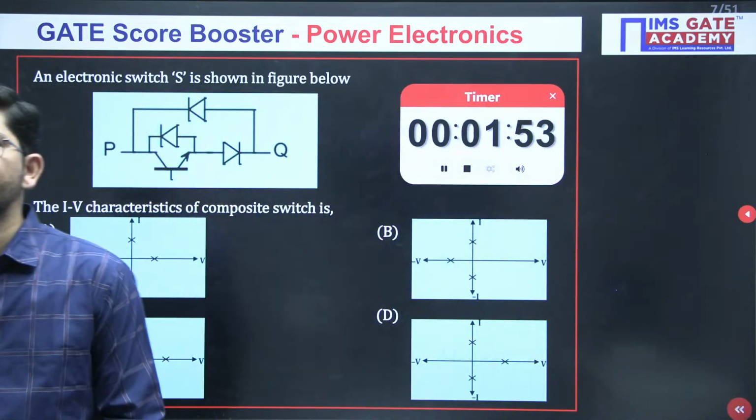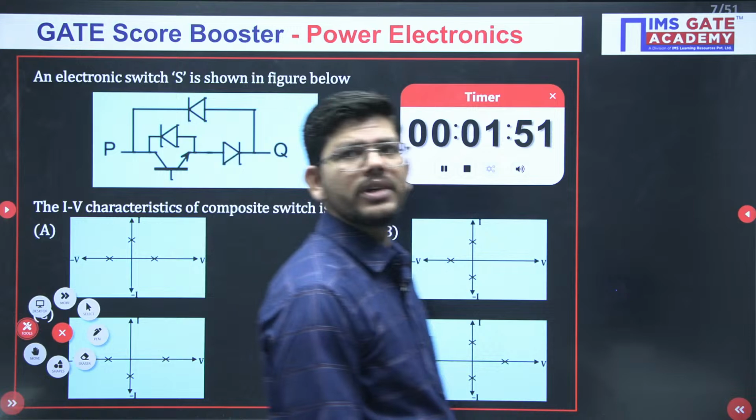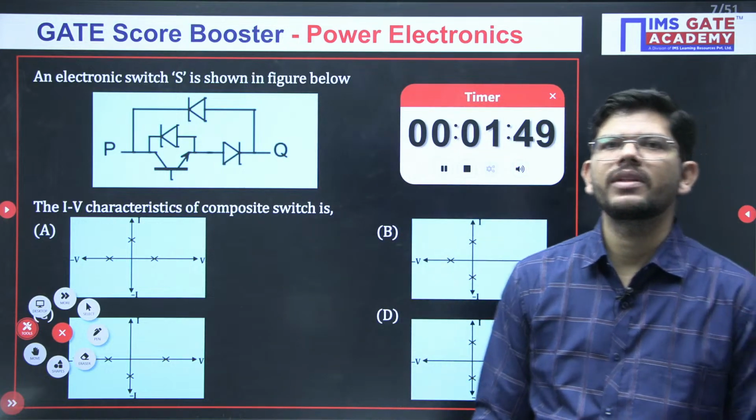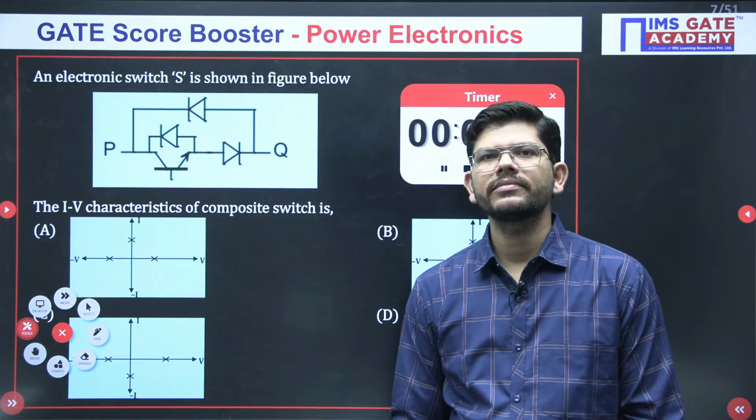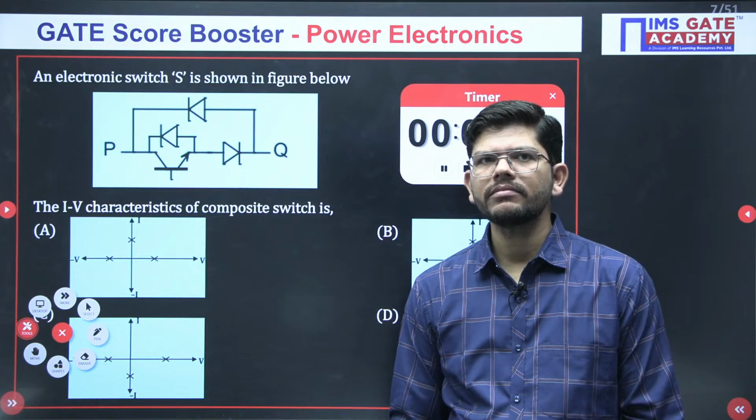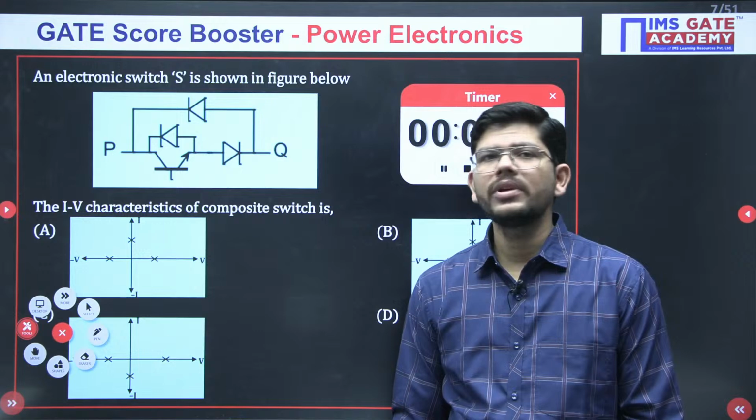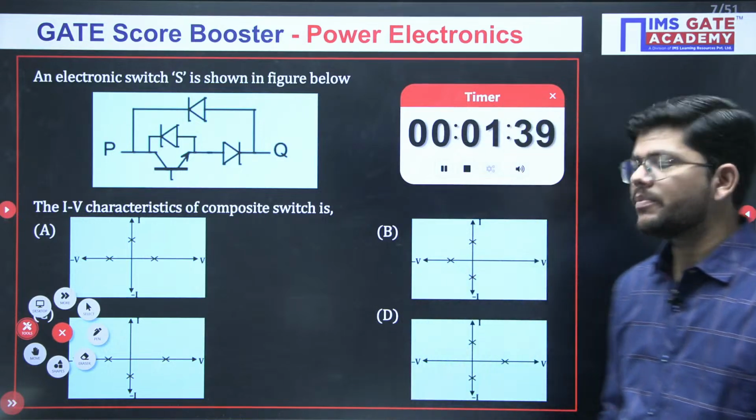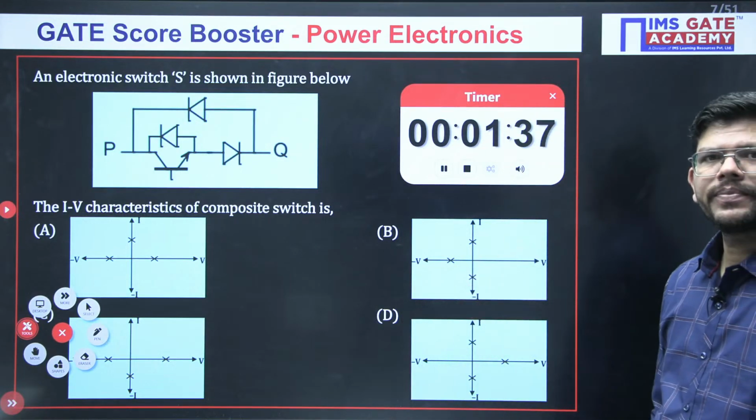So Nilmesh is saying option D. What about others? So let me move aside so that you can have a proper look at this question, okay?